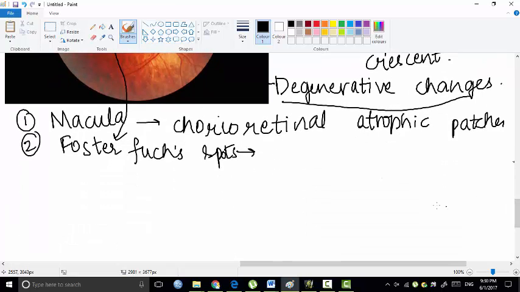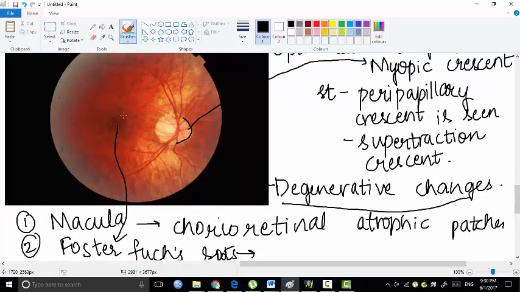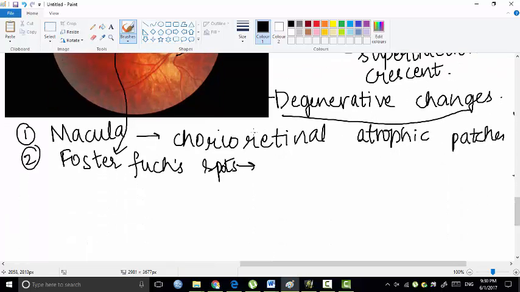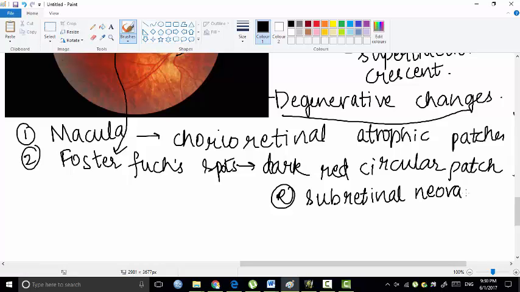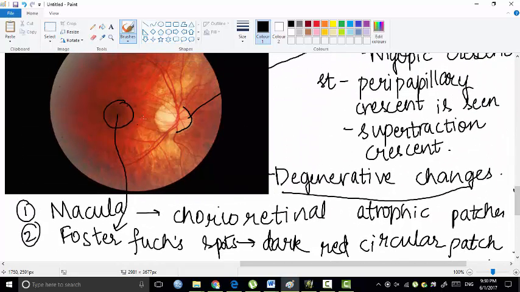You have already seen it. This is a Foster Fuchs spot. This is the biggest one. It is a dark red and circular patch. And why is it seen? The reason for it is subretinal neovascularization. Subretinal neovascularization may result in such a circular patch, which is called Foster-Fuchs spots. You can see the dark red circular patch.